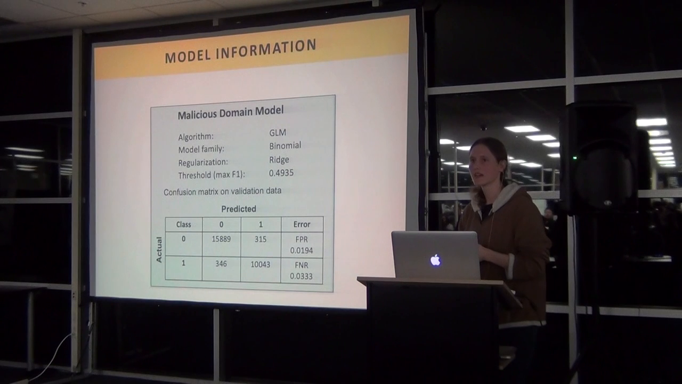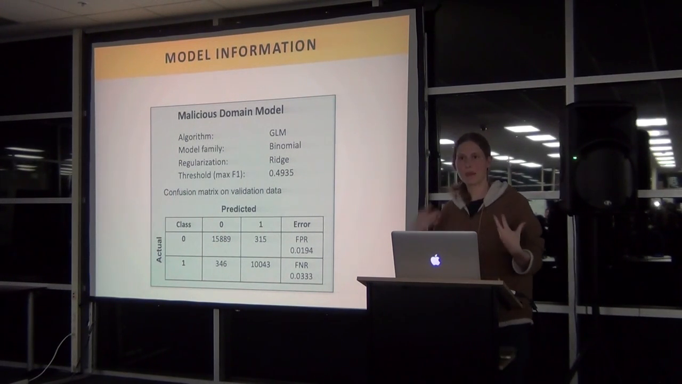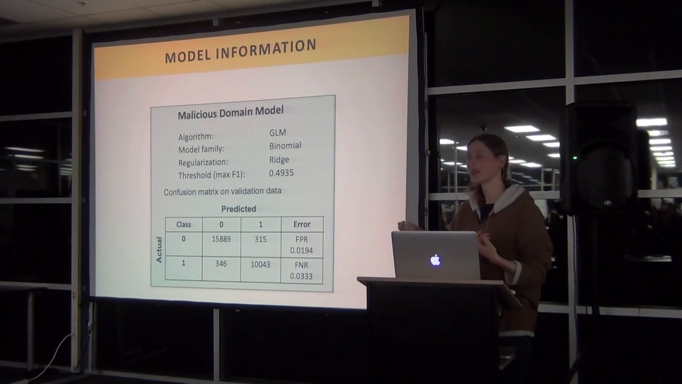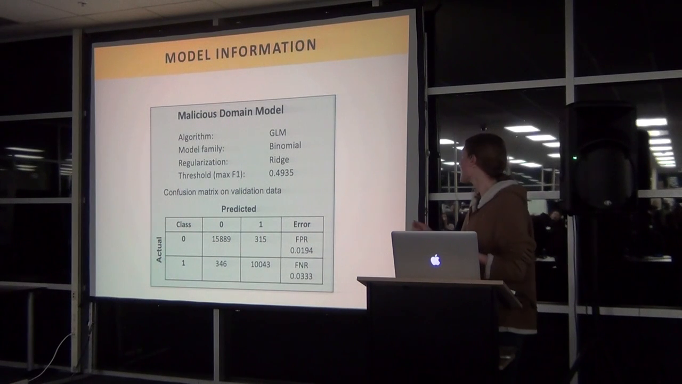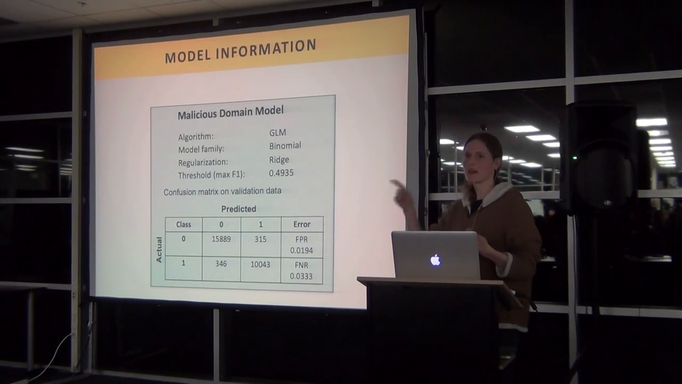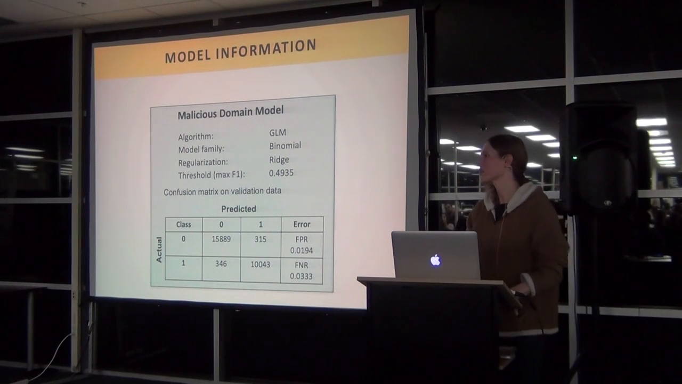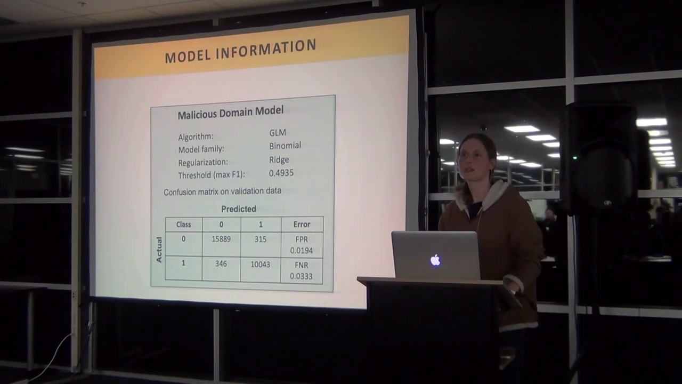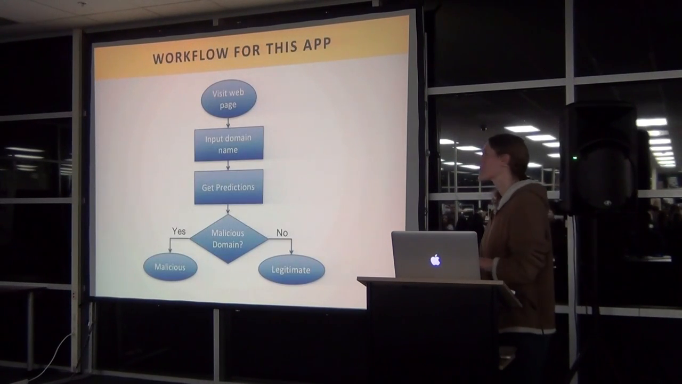The false positive rate, which is the rate of domains that my model classified as malicious but actually weren't, is 1.9%. And the false negative rate is domains that actually were malicious but my model said they were legitimate. So it does pretty well, but with more features or more tuning, you could probably do better. But I stuck to four features for now. And so now I'll get back to the app.